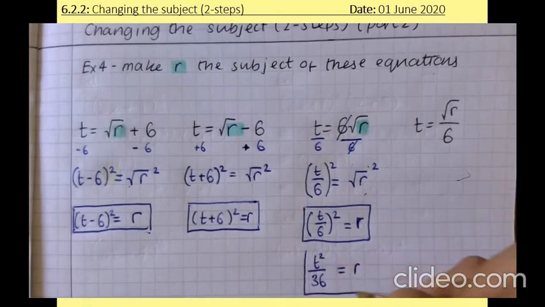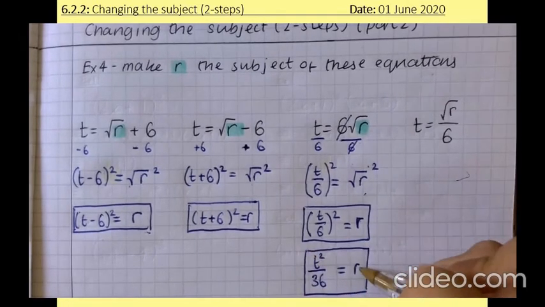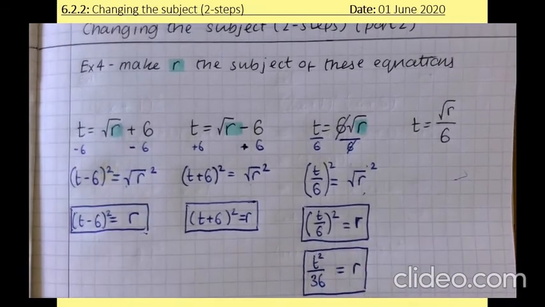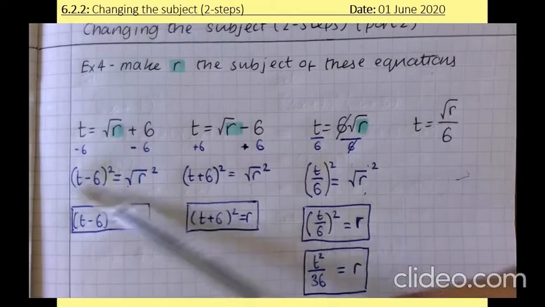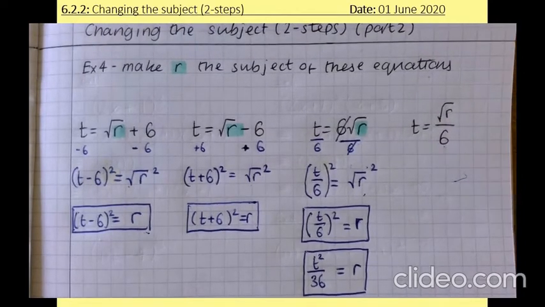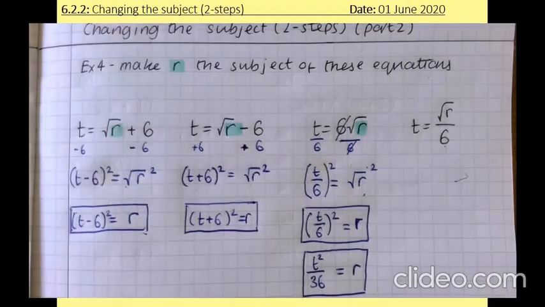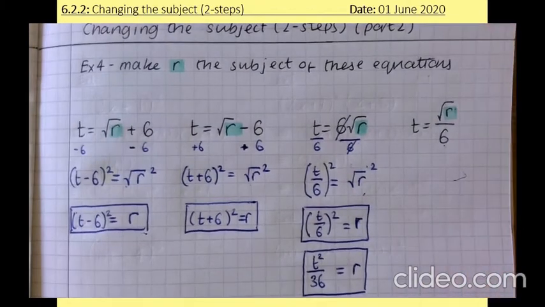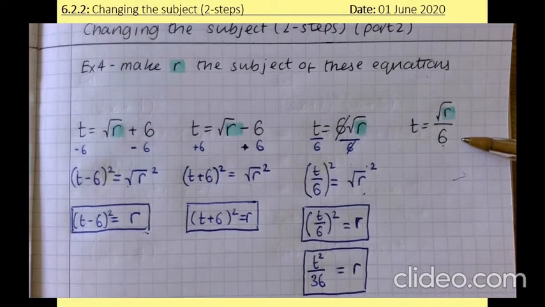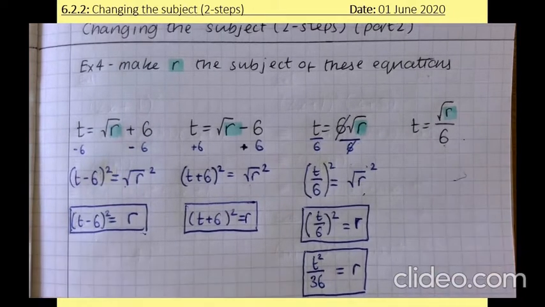So if I square the numerator and square the denominator, that's absolutely fine. So I can have two different answers here. And this last example on this row, I've got t equals the square root of r all divided by 6. So here, I want to make r the subject, and it's first being square rooted and then being divided by 6. So I need to undo those things and to work backwards.